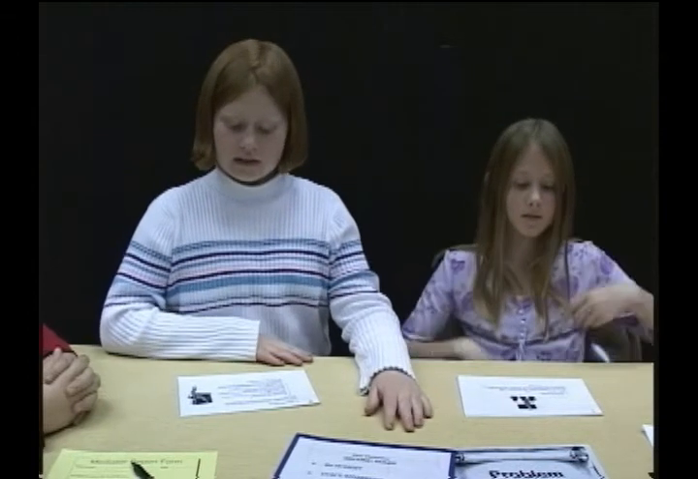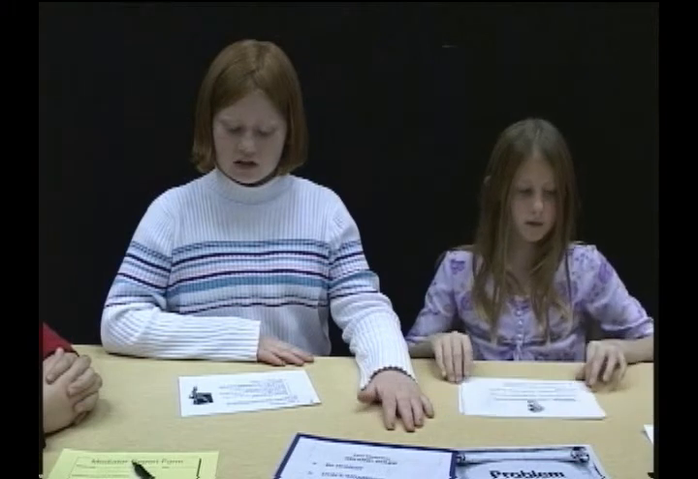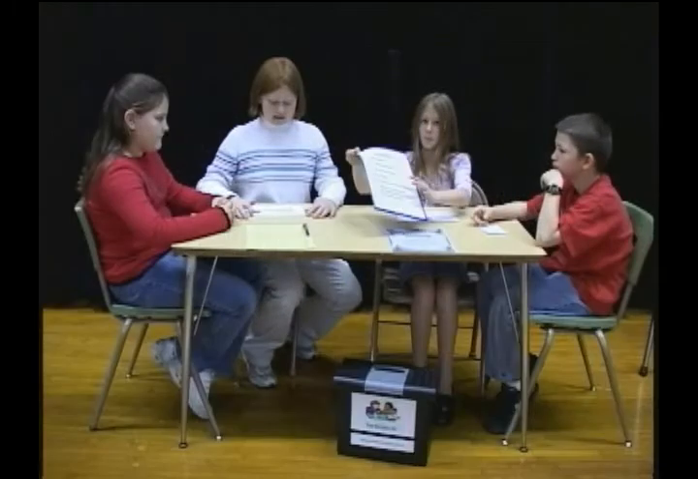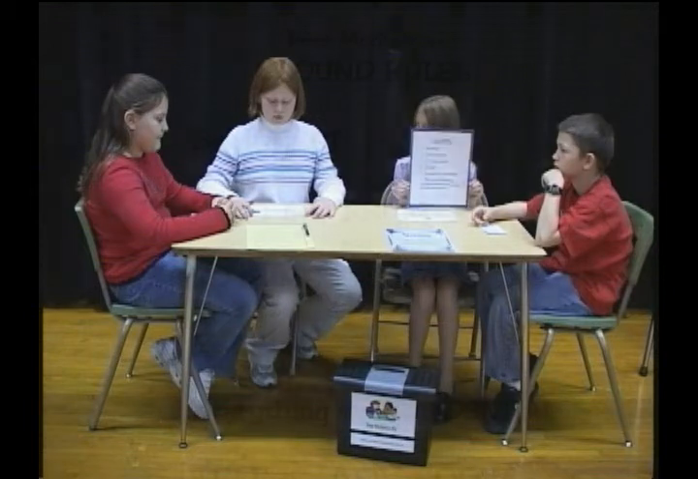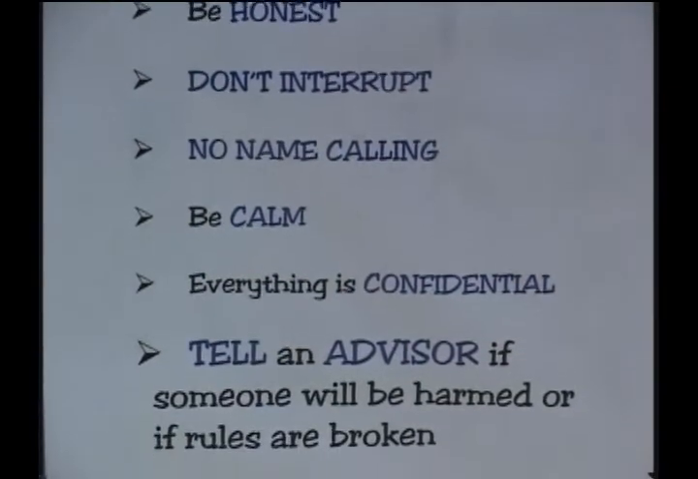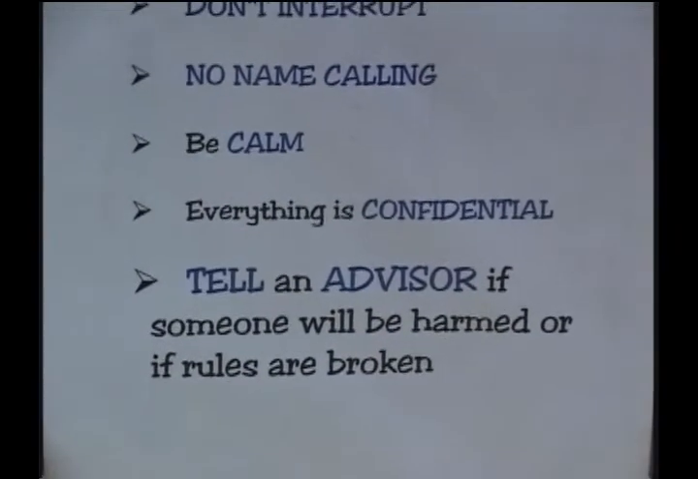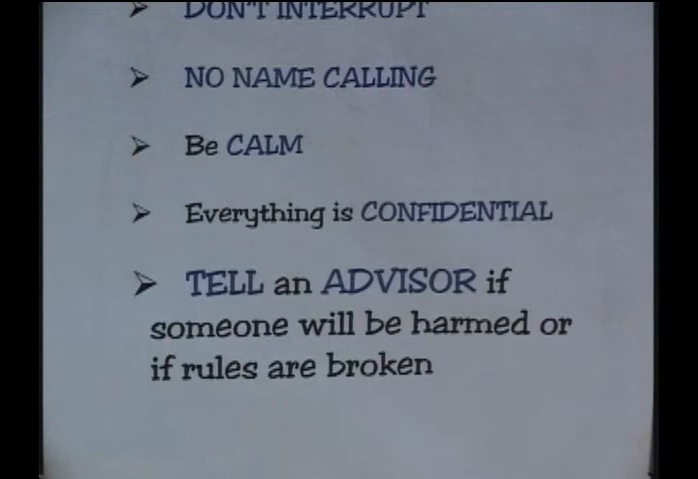Before we begin, there are some mediation ground rules you need to agree to so that the mediation can be easier. Be honest and tell the truth. Don't interrupt each other. You will both have a chance to talk. No name-calling or teasing. No arguing or fighting. Be calm and stay in your seats. Keep things we say today confidential. No gossiping. We must tell an advisor immediately if we find out someone will be harmed or if these ground rules are broken. Do you both agree? I guess so. Okay.